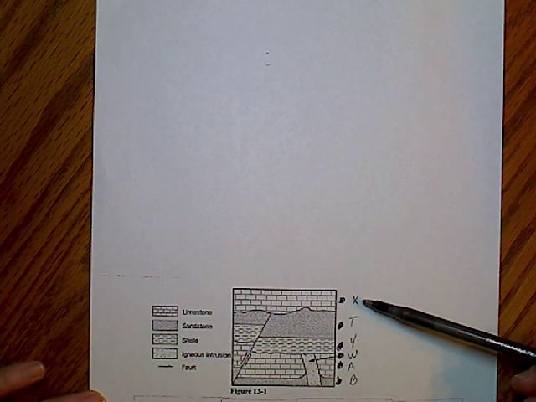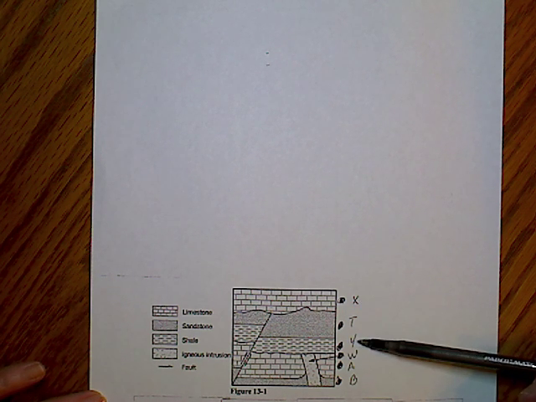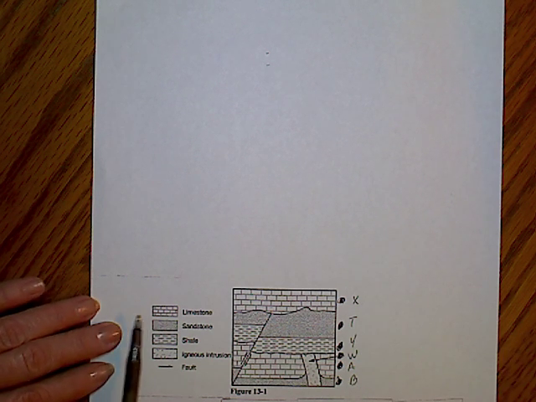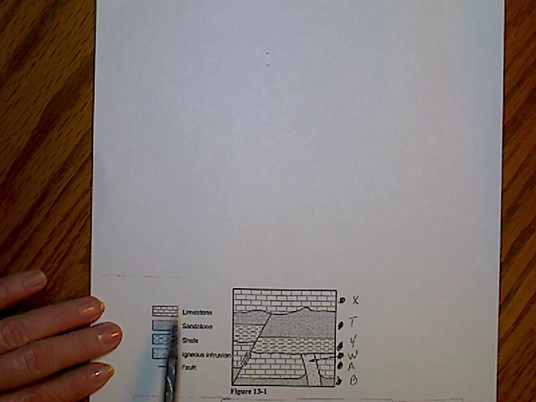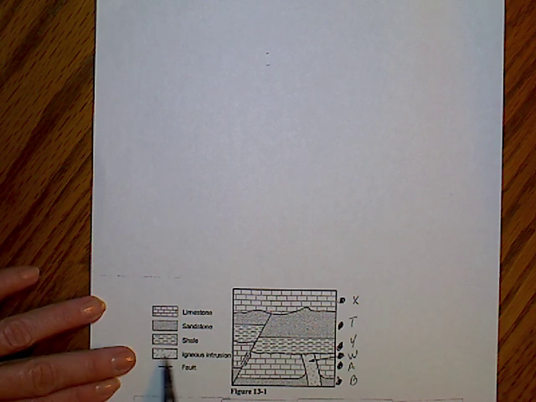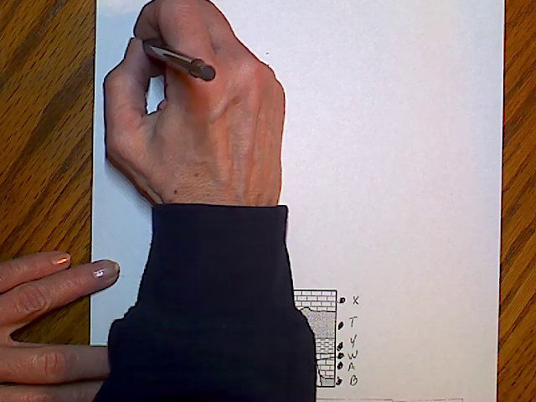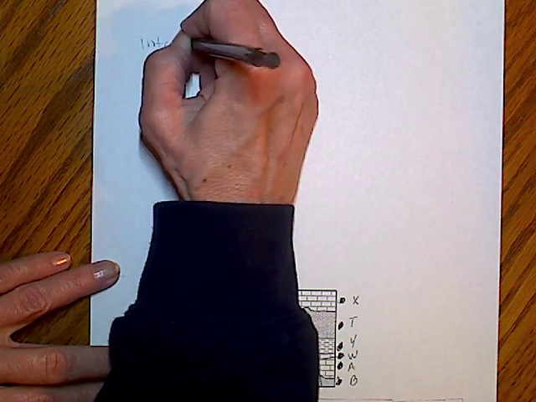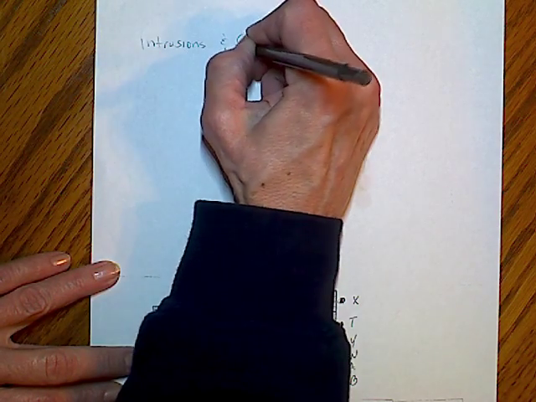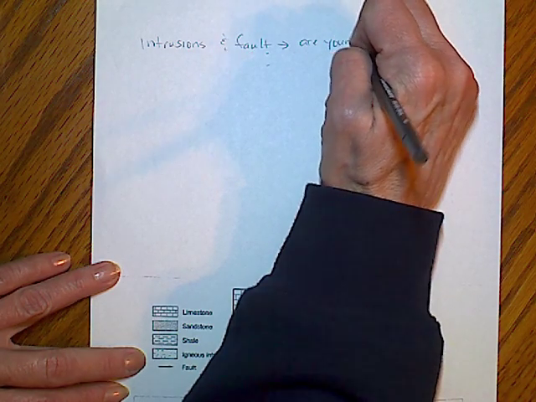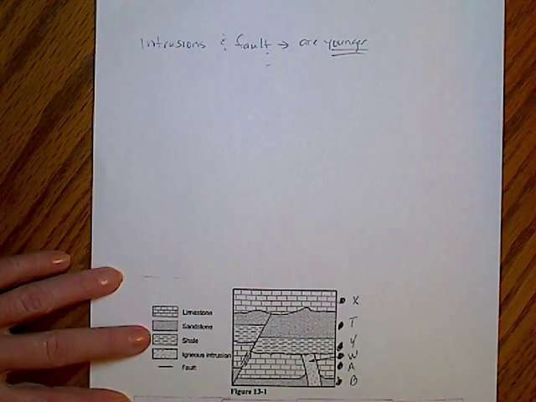We have rock layers X, T, Y, W, A, and B. And in these rock layers, we have different types of rocks. This is our limestone, sandstone, shale, igneous intrusion, and a fault. We know from our rules that intrusions and faults are younger than the rocks they go through.